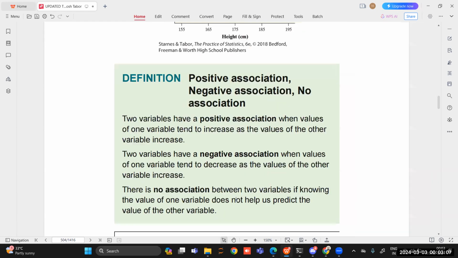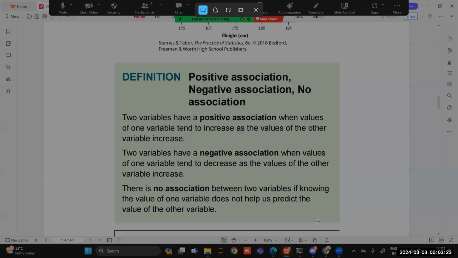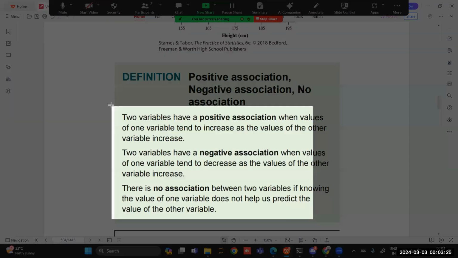Okay, now there is positive association, negative association, and no association. Now we have seen that two variables have a positive association when values of one variable tend to increase as the values of the other variable increase. What is two variables having a negative association? I have just explained it to you. I will copy the whole thing on the board.